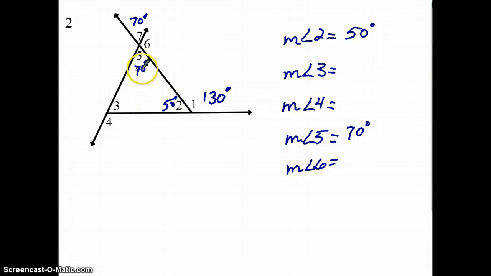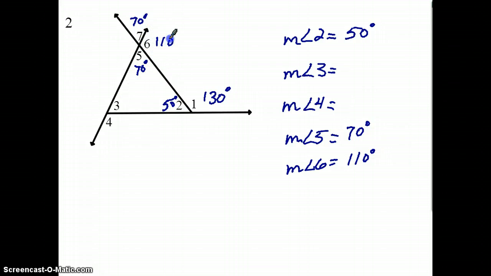Now, we can look at angle 6 to be a supplement of either angle 7 or angle 5. It doesn't matter. We can choose whichever angle we like. They're both 70. And either way, knowing that 6 is a supplement to an angle that's 70 degrees, we know that angle 6 has to be 110 degrees.